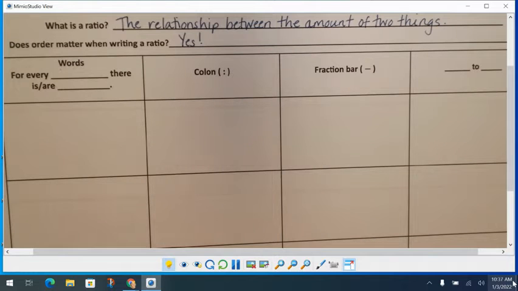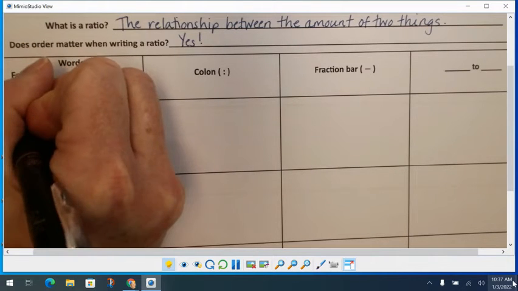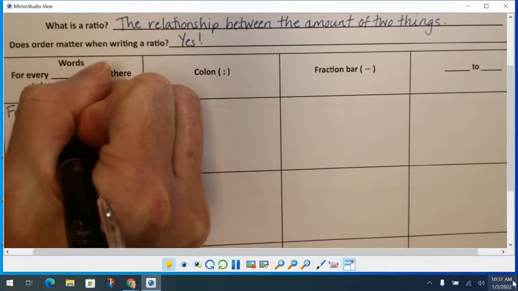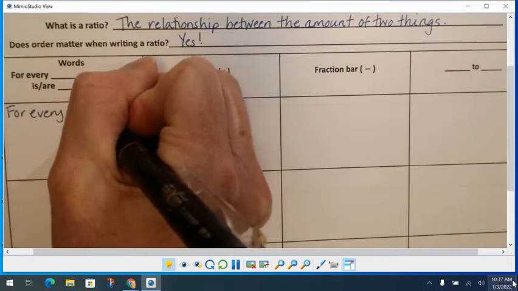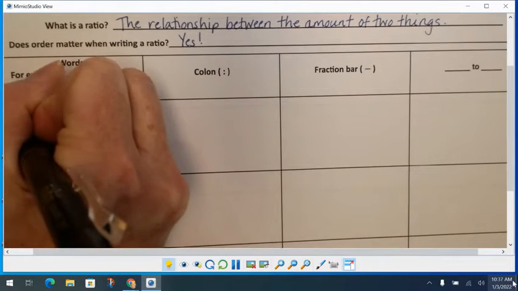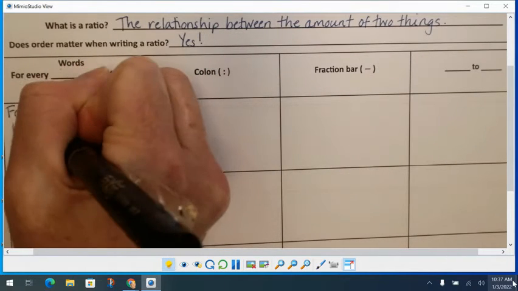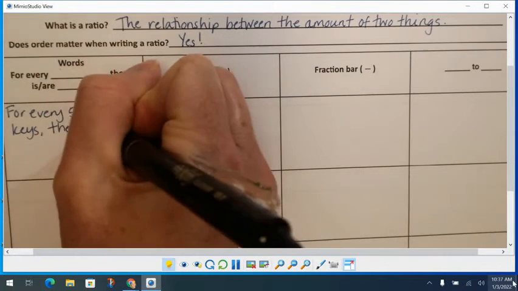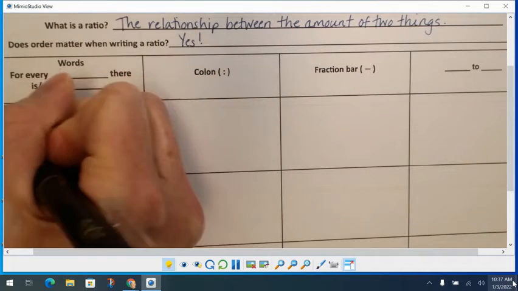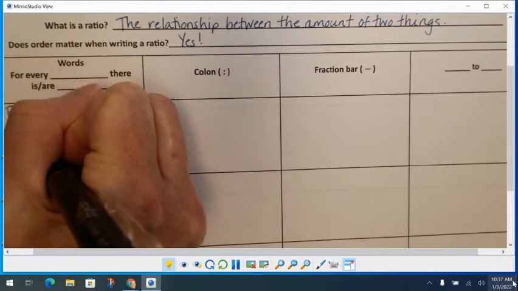So we said that I had 5 black keys. So if I were to write this ratio in words, I would write, for every 5 black keys, there are, and we said there's 7 white keys.